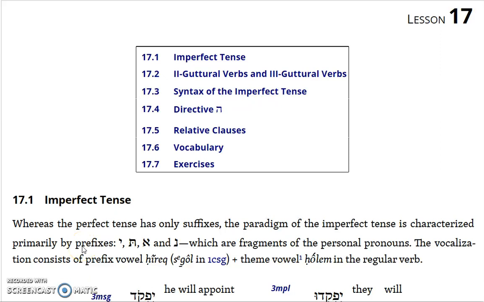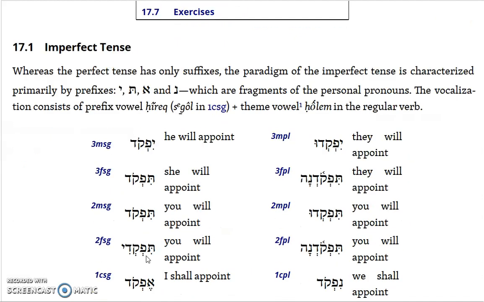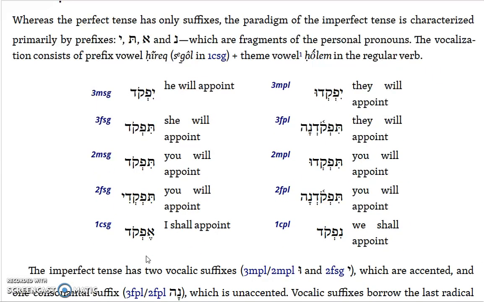We will now introduce Lesson 17 from Ross: the imperfect tense, the syntax of the imperfect tense, the directive he, and relative clauses. So far we've had the perfect tense and participles. The imperfect tense will look as follows.